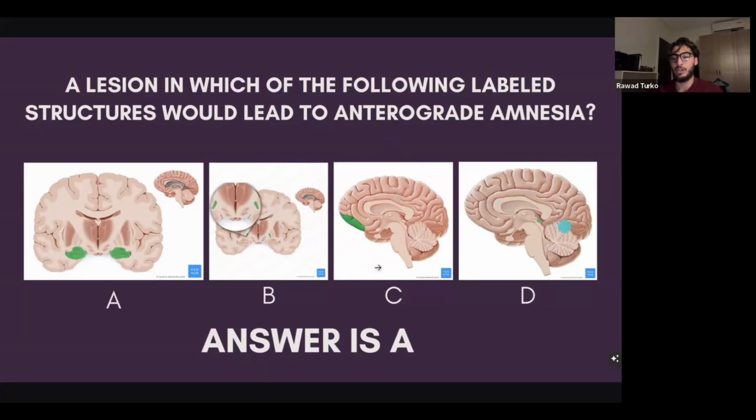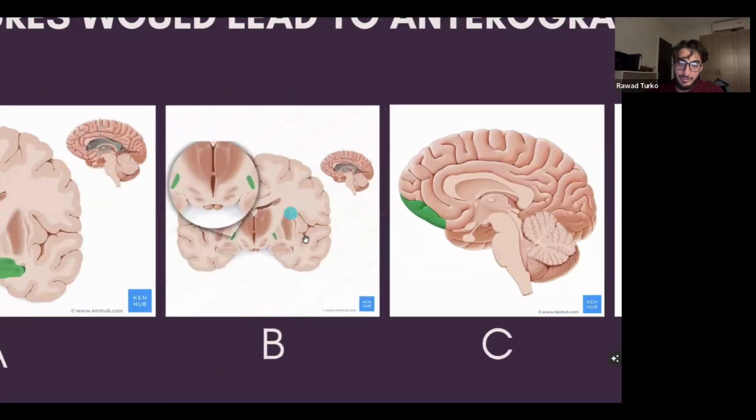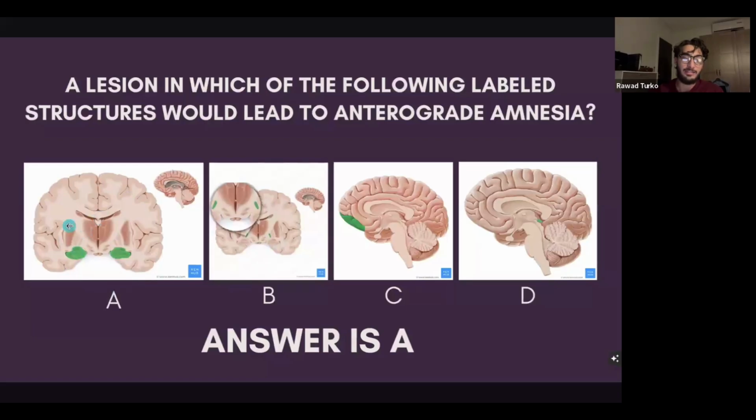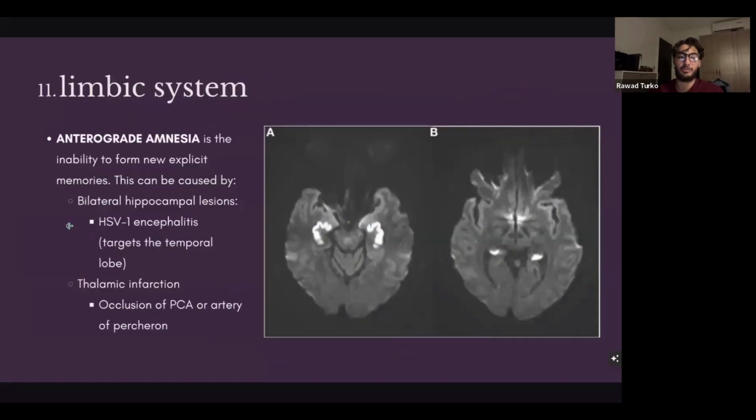First of all, let's discuss what these other options are. D is the pineal body. C is the orbitofrontal cortex. It has nothing to do with memory, more to do with personality and stuff like that. B, you see this, is the globus pallidus interna. And this is the hippocampus. So anterograde amnesia is the inability to form new explicit memories.